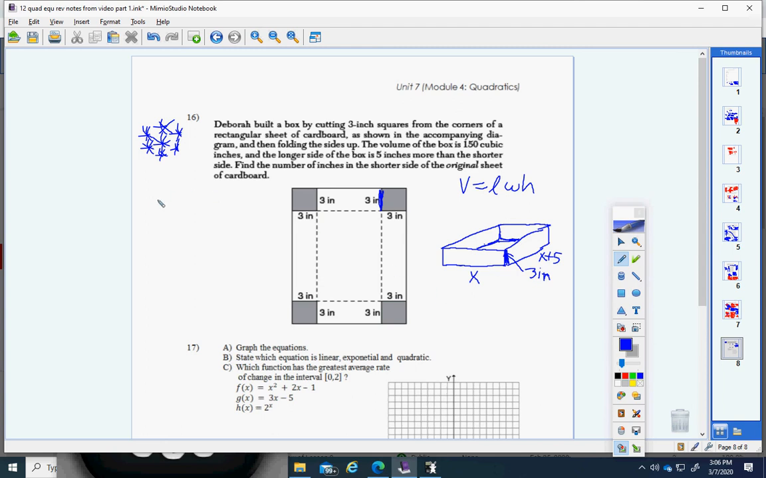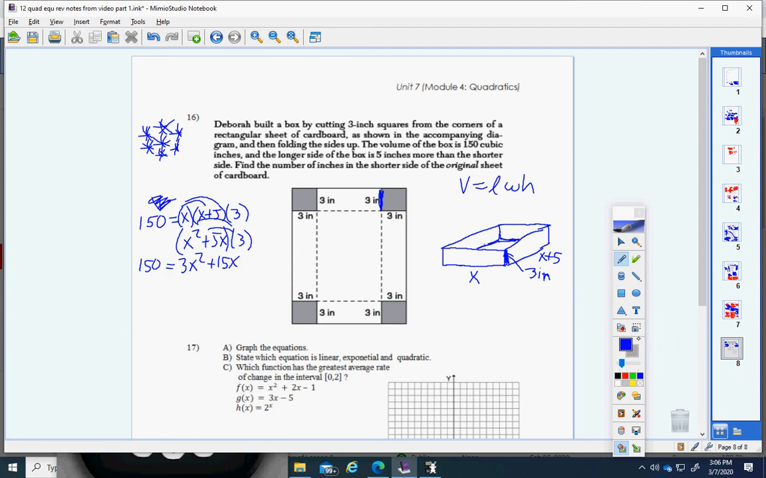So volume equals length times width times height. They told me the volume is 150. So 150 equals x times (x plus 5), I'm going to put this in parentheses too, times 3. There are 3 things being multiplied. When we multiply, though, we only multiply 2 things at a time. So I'm going to multiply this first and get x squared plus 5x. This is a binomial that's being multiplied by this 3, so now I'm going to distribute that, and I get 3x squared plus 15x, which equals the 150.